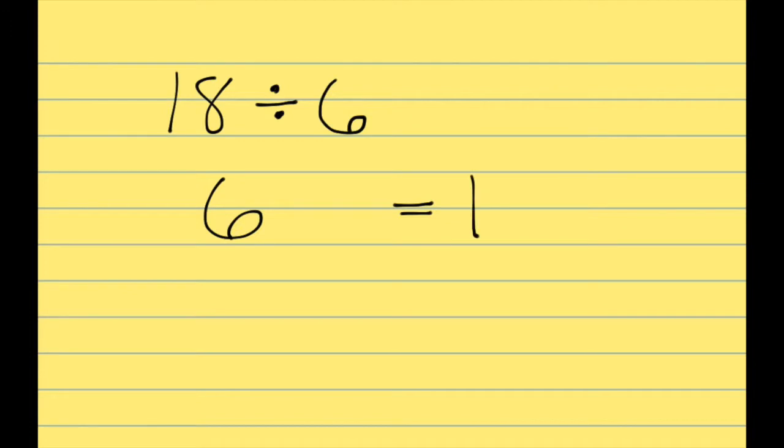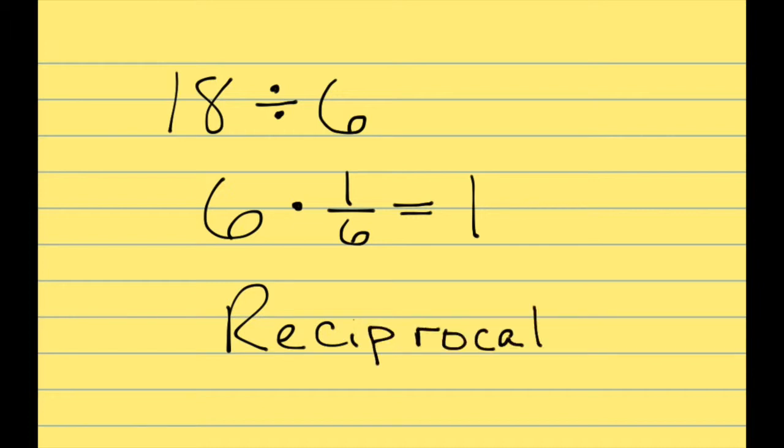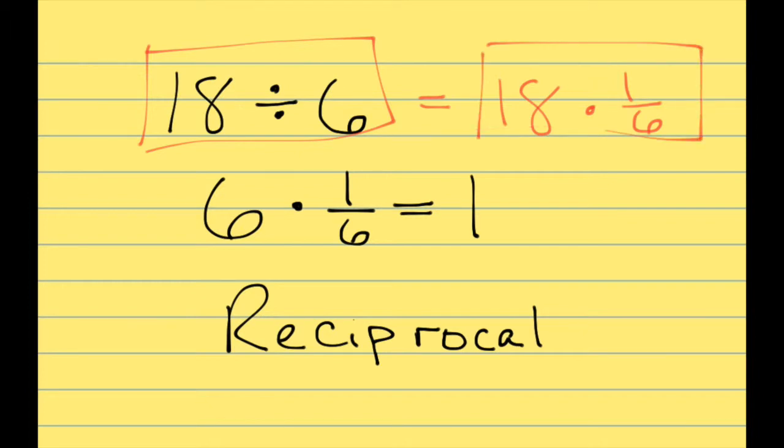So for instance, the multiplicative inverse of 6 is 1 over 6. You might know this as the reciprocal. And so when we are dividing numbers, it's the same as multiplying by the reciprocal. So 18 divided by 6 is really 18 times 1 over 6. Sometimes it's easier to look at it as division, sometimes as multiplication. But I want to point out that this is why when we're dividing fractions, we flip, we take the reciprocal and multiply. So we're going to build on that concept today.